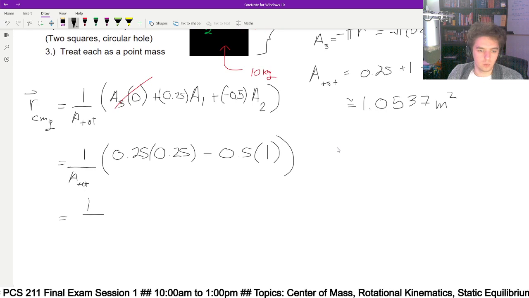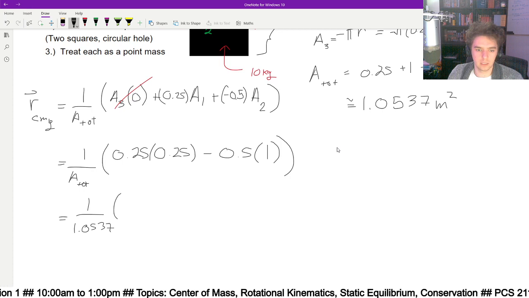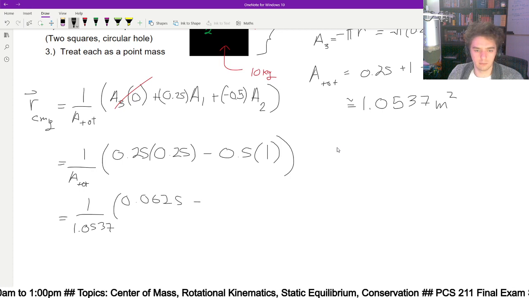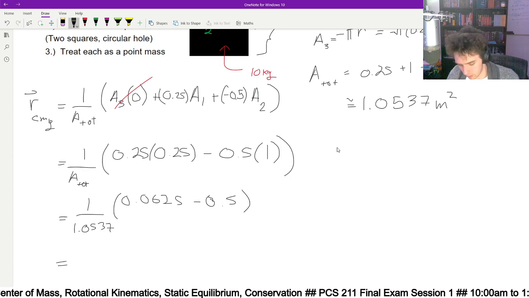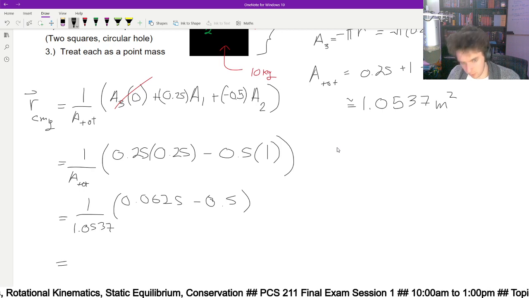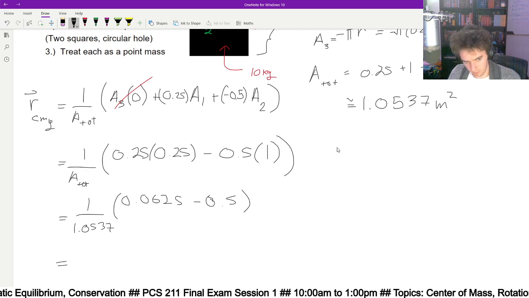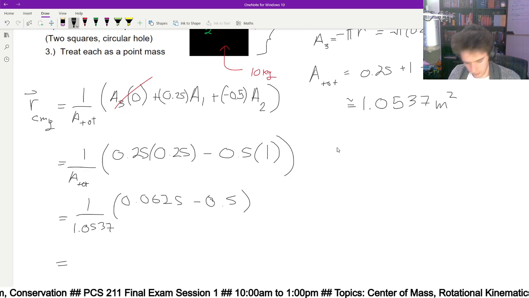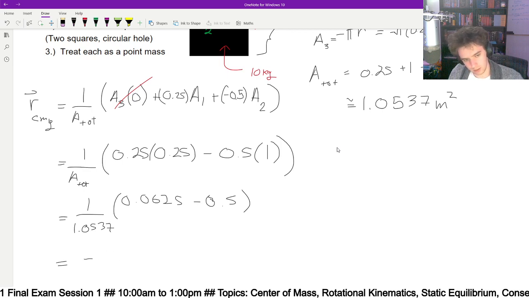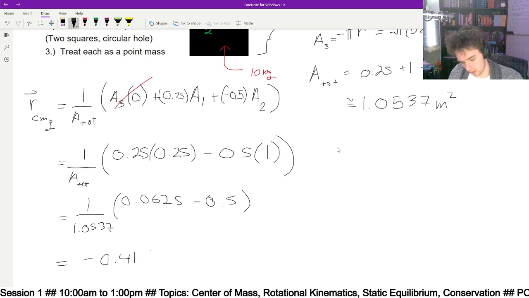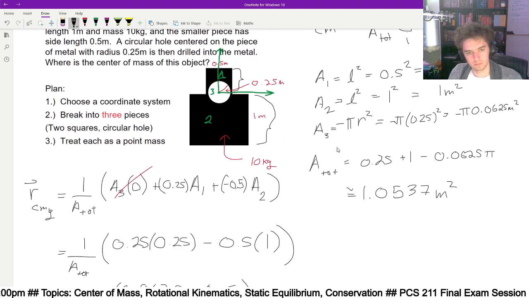Okay, and so 1 over area total was 1.0537 times 0.0625 minus 0.5. I'll just plug that whole thing in: 0.0625 minus 0.5 over 1.0537. Yes, so I got a y component of negative 0.415 meters, I guess. Yeah, I actually am not sure what you're doing here.